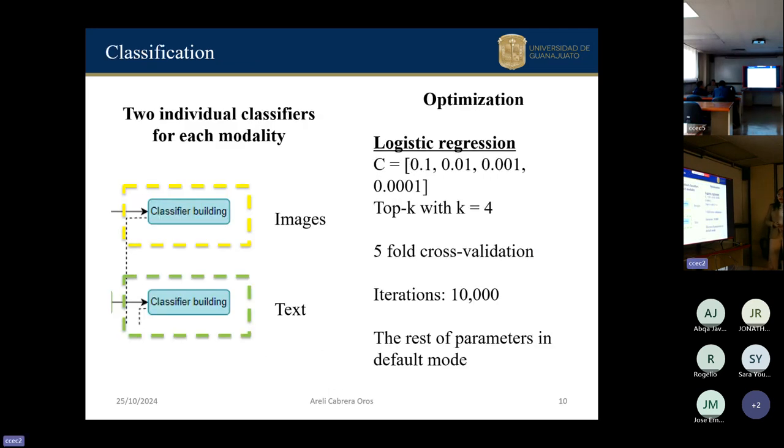For the classification step, we trained 2 individual classifiers for each modality, image and text. We chose a logistic regression model, optimized by using 5-fold cross-validation and changing the regularization parameter. Also, we optimized using the top K accuracy metric, where K is equal to 4, and a maximum of 10,000 iterations. The rest of the parameters were set to default, and we used the scikit-learn module in Python.